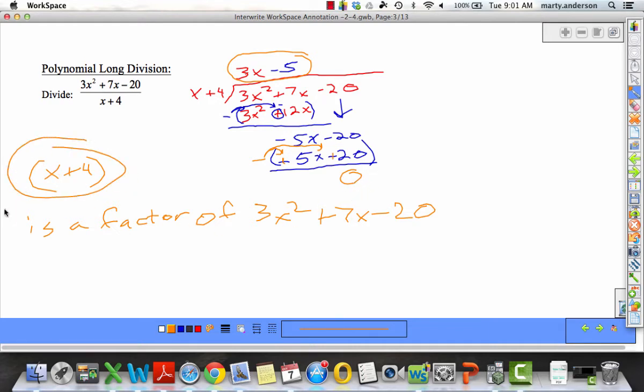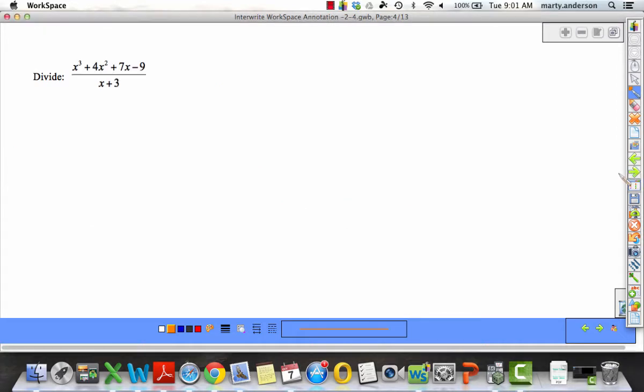It divides it evenly. Another way to look at this would be 3x squared plus 7x minus 20. If we did it factoring like everybody loves to factor, it would factor into x plus 4 and 3x minus 5. Another example, x plus 3, and then we can divide x cubed plus 4x squared plus 7x minus 9.